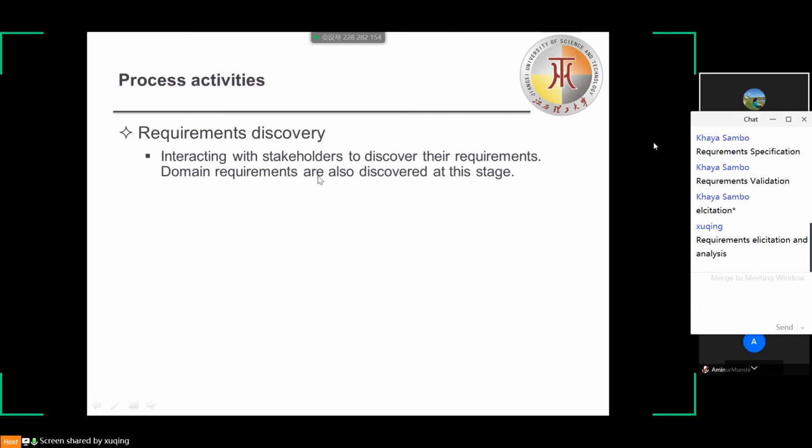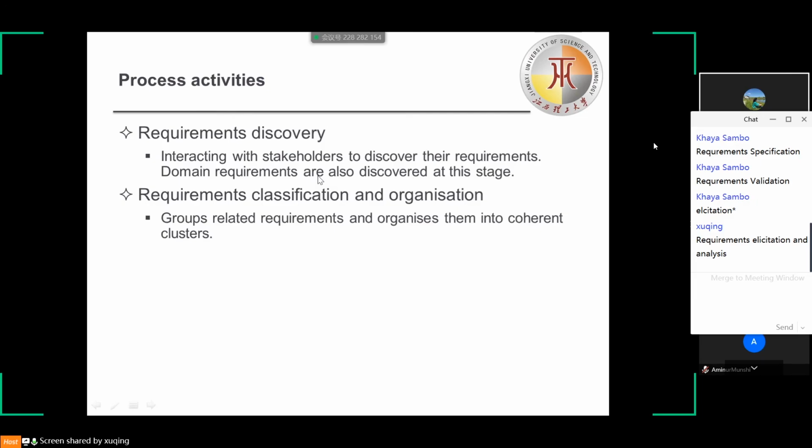And for the requirements classification and organization, this activity will take the unstructured collection of requirements, and then we group these related requirements and organize them into coherent clusters. A common way to group requirements is to use a model of the system architecture to define subsystems and to associate requirements with each subsystem.